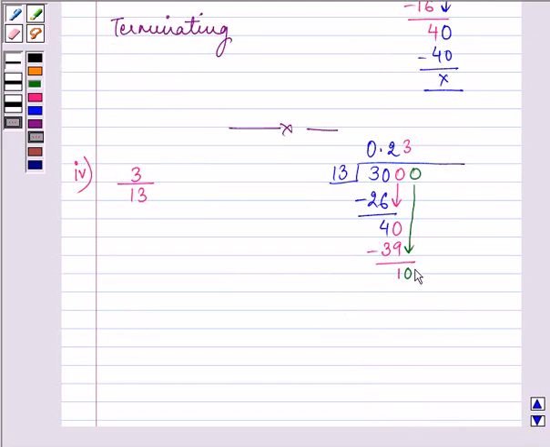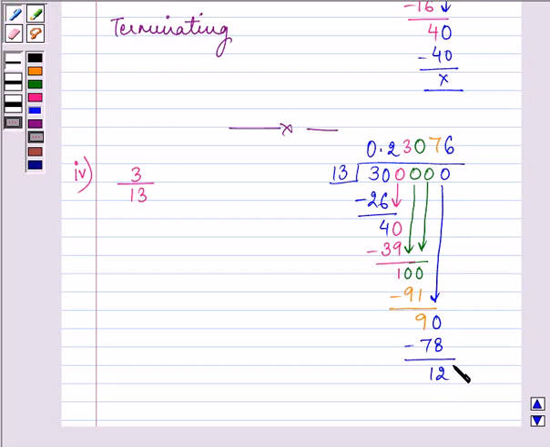Now, since 10 is less than 13, we need one more 0 dropping down simultaneously, so we'll have a 0 above. Now 13 multiplied by 7 will give us 91, so we are left with remainder 9. Again, dropping down 0 from above, 13 multiplied by 6 will give us 78. We are left with remainder 12. And this procedure will carry on.